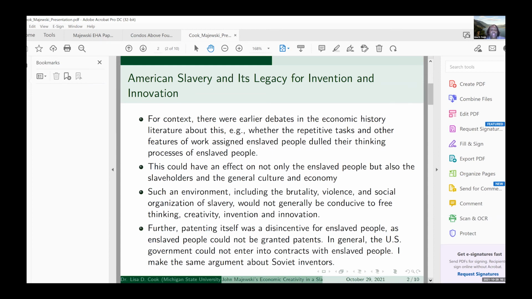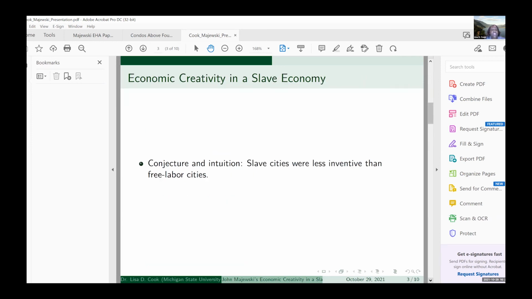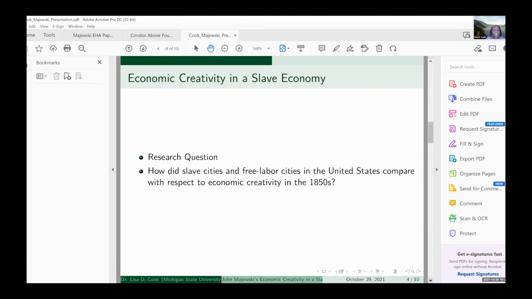This is what Paul Rhode's comment from de Tocqueville was also referring to. Such an environment, including the brutality, violence, and social organization of slavery, would not generally be conducive to free thinking, creativity, invention, and innovation. Further, patenting itself was a disincentive for enslaved people, as enslaved people could not be granted patents. In general, the U.S. government could not enter into contracts with enslaved people, and I make the same argument about Soviet inventors in my work. So the conjecture and intuition are that slave cities were less inventive than free labor cities.